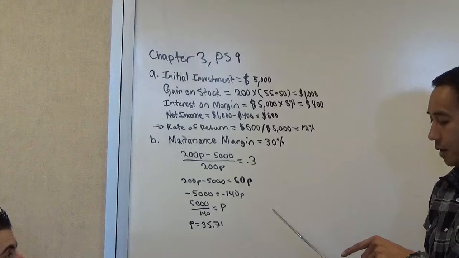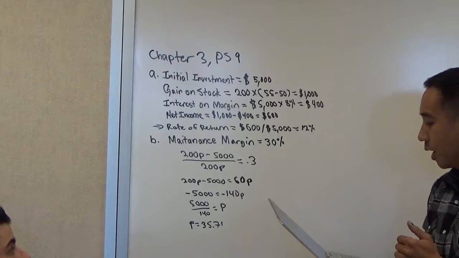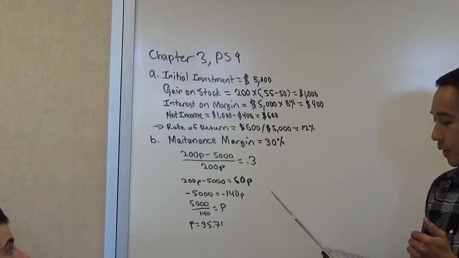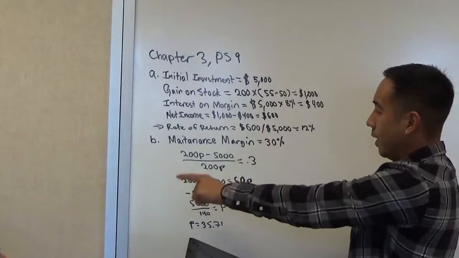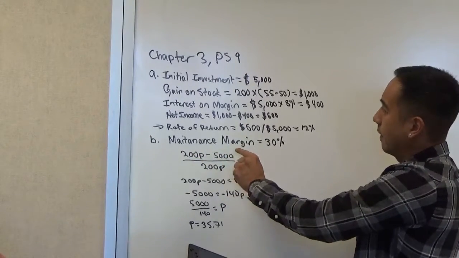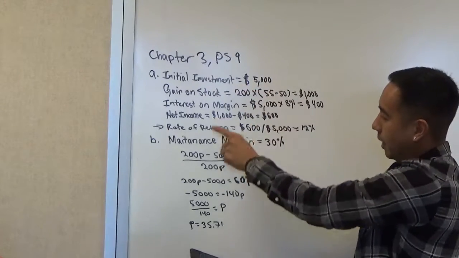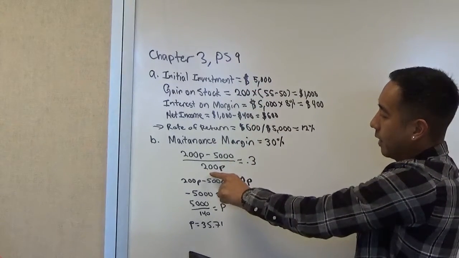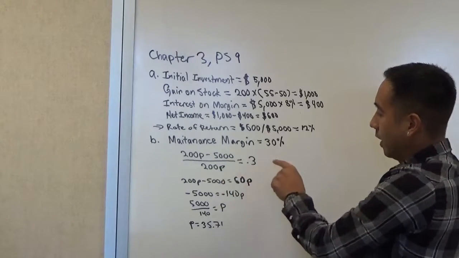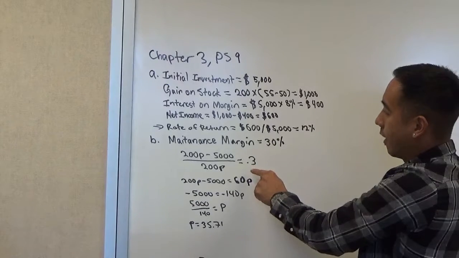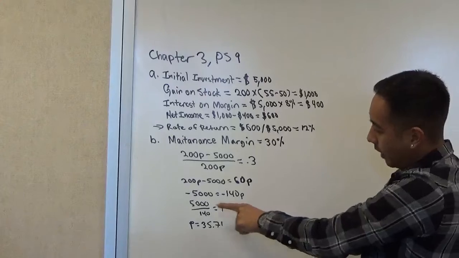So question B, how far does the price of telecom stock have to fall for you to get a margin call if the maintenance margin is 30%? So this is the formula. You have 200 shares, your $5,000, that's your equity, your initial investment, and then you want to divide it by the 200 shares, and P is the price. And then that's your maintenance margin. So you do a bunch of algebra, and then you end up.